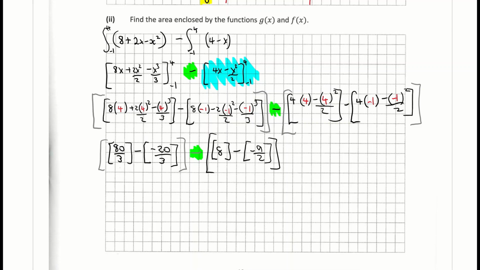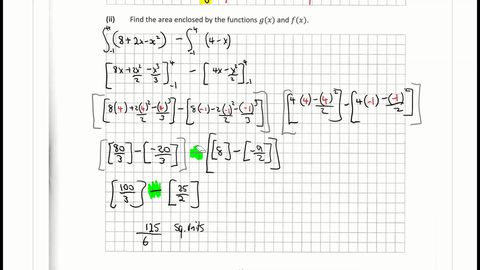And 80 over 3, the two minuses will become a plus, so that's giving me 100 over 3. Subtract, again, that's this subtraction here. 8 minus minus, which will become a plus, so 8 plus 9 over 2, which is 25 over 2. And 100 over 3 minus 25 over 2 is giving me 125 over 6. And that's my area, so it's square units because we don't know if it's centimeters or meters or whatever it may be in this particular exam question. And that is question 6 done. Just rub these out and we'll move on then to question 7.